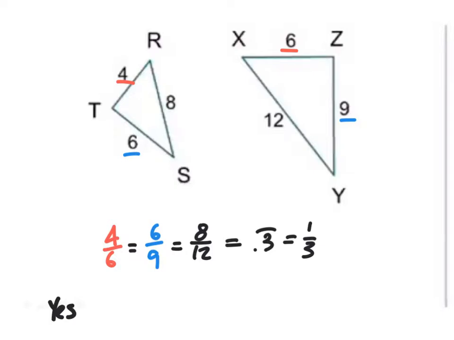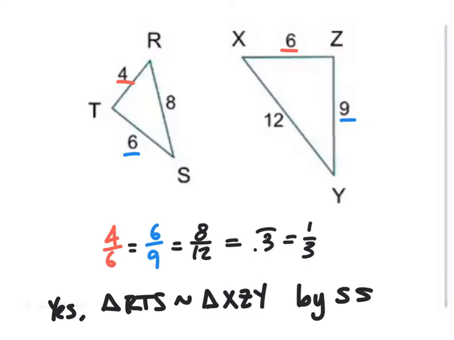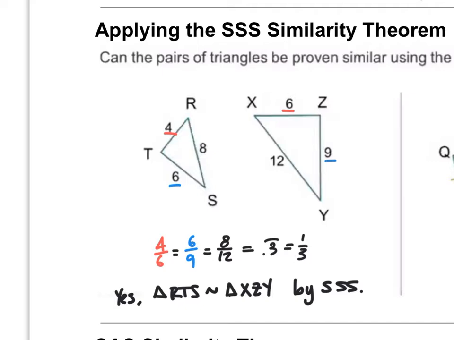They're proportional. So yes, triangle RTS is similar to triangle XZY by the side-side-side similarity theorem, okay? And that's all you need to do. You're just verifying, okay? Thing is, you need to be able to set this up. You need to have a number that you verify this with. You need to write your similarity statement and then how you know. What did you use, okay?